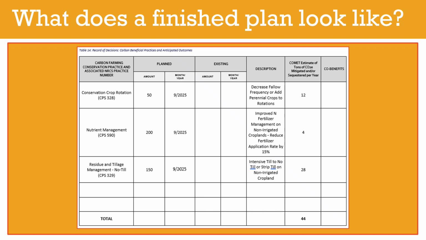Finally, I want to talk briefly about what a finished plan might look like. Here you see an example of the Record of Decisions page. This table lists every conservation practice that was recommended through the planning process, the amount of land that the practice is intended to be incorporated on, and the benefits to the farmer from the incorporation of those conservation practices in terms of greenhouse gas emissions mitigated or carbon dioxide sequestered through the implementation of each practice.